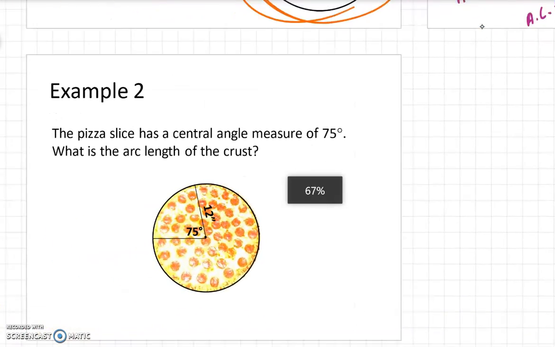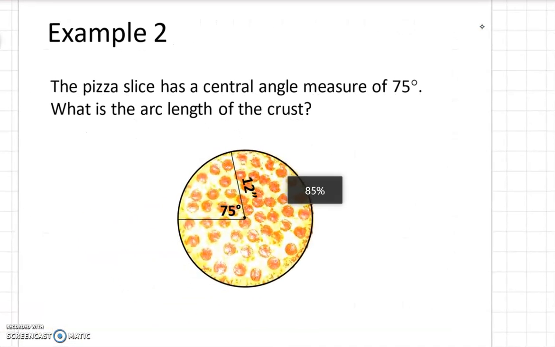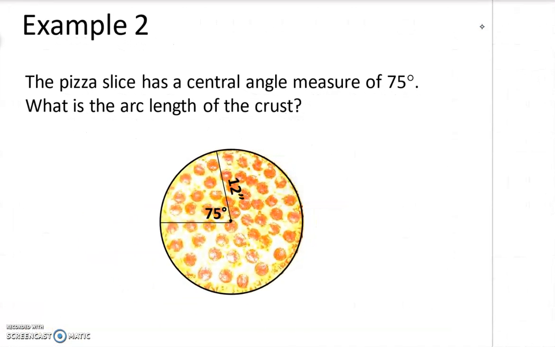Okay, let's go to our next example here. Example 2, again, pause it, rewind it as much as you need. The pizza slice in this picture has a central angle measure of 75 degrees. So that's already labeled, as you can see. What is the arc length of the crust?